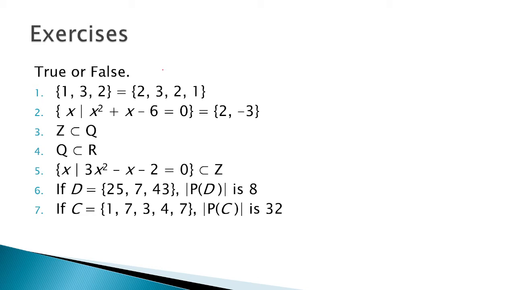So, in number 5, again, we are given a property. And our property is: the set of x such that 3x squared minus x minus 2 is equal to 0 is a subset of all integers. Now, the question here is, is this true or not? How do we know if this is true? Let's check if all x such that 3x squared minus x minus 2 is equal to 0 are integers. Meaning, let's try to find the value of x here. And if we do that, let's check if the values we get are integers.